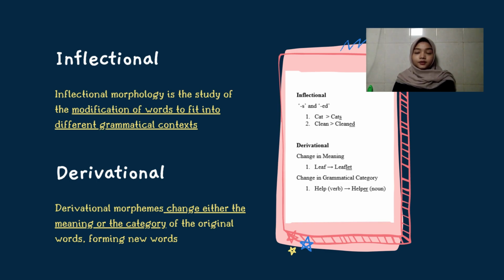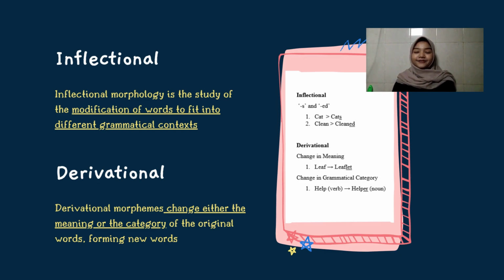The word cat with the additional suffix s becomes cats. It does not change the grammatical category. Both of them are still nouns. The second example is the word clean with the additional suffix ed becoming cleaned. Both of them are still verbs.